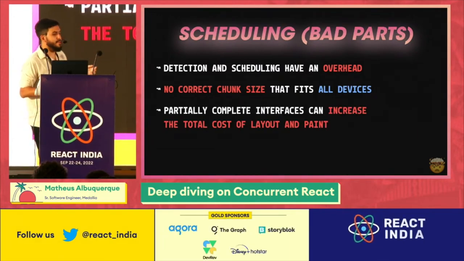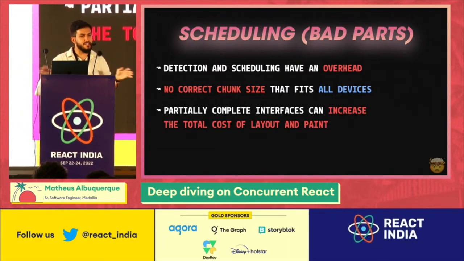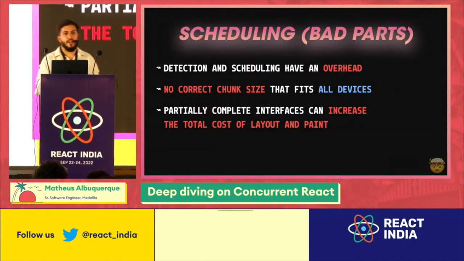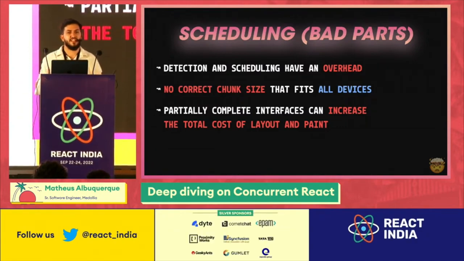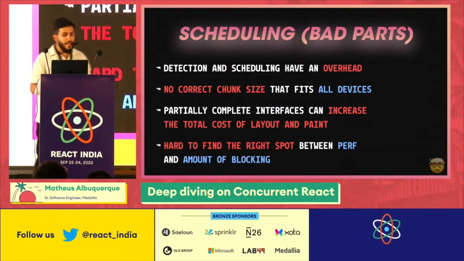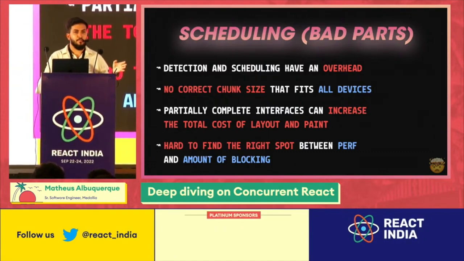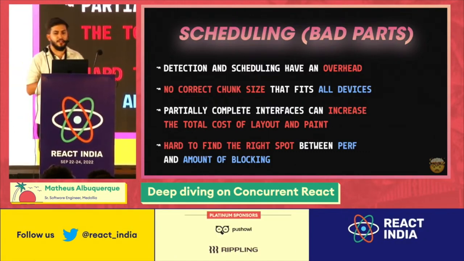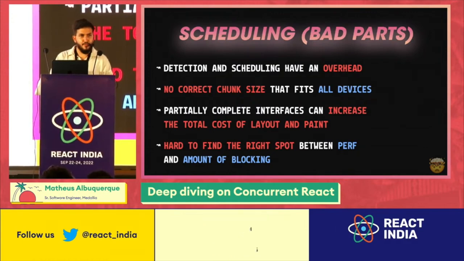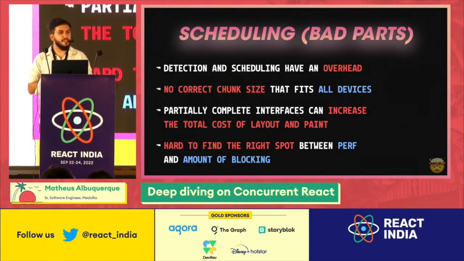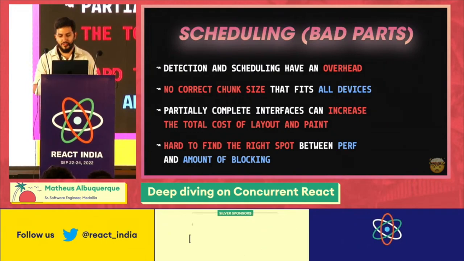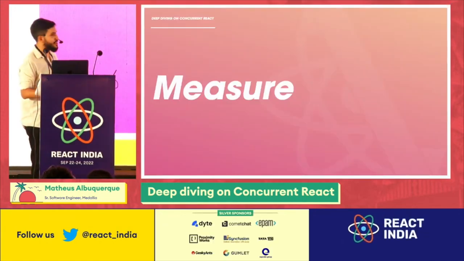Also, partially complete interfaces can increase the cost of layout and paint. And it can even result in issues like tearing. That is why we have useSyncExternalStore. And in the end, it's hard to find the right spot between performance and amount of blocking. So the fact that we have the no silver bullet thing for parallelism, concurrency and scheduling takes us to talking about measurement.